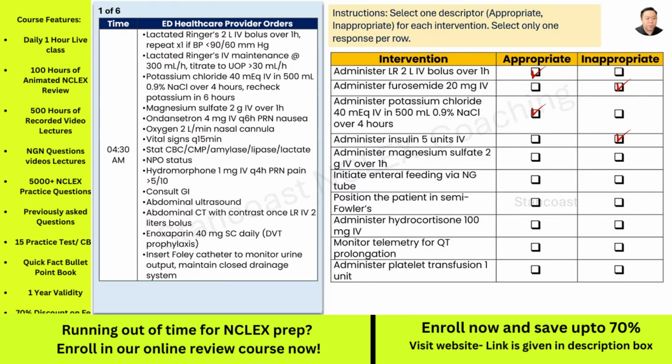Moving on to the next one, it says administer magnesium sulfate 2 grams over 1 hour. The answer to this is appropriate. You should go ahead and administer the magnesium because the patient's level is 1.4 milligrams per deciliter, which is below normal. And I want you to remember that magnesium is critical for stabilizing cardiac rhythms. If there is a deficiency, in a case of hypomagnesemia, this can also worsen hypokalemia.